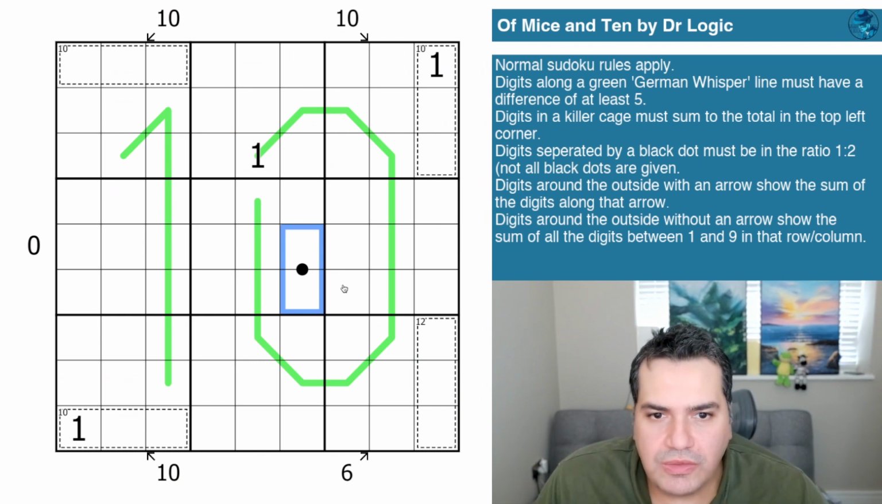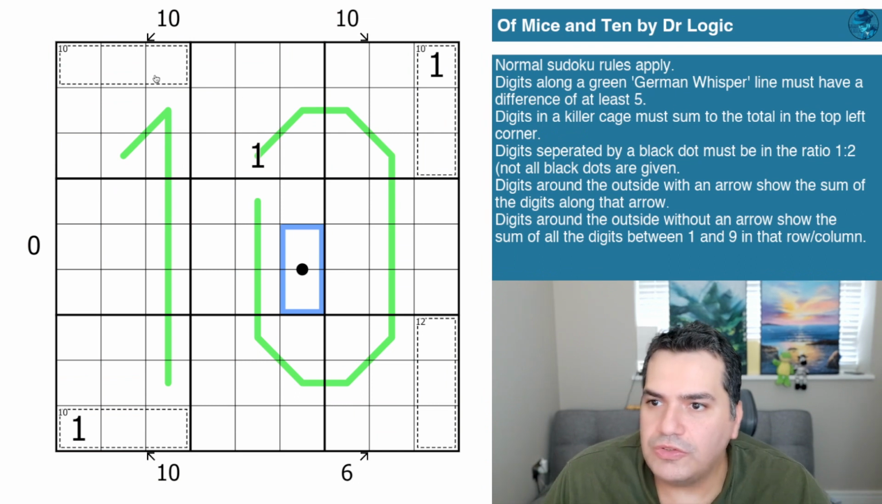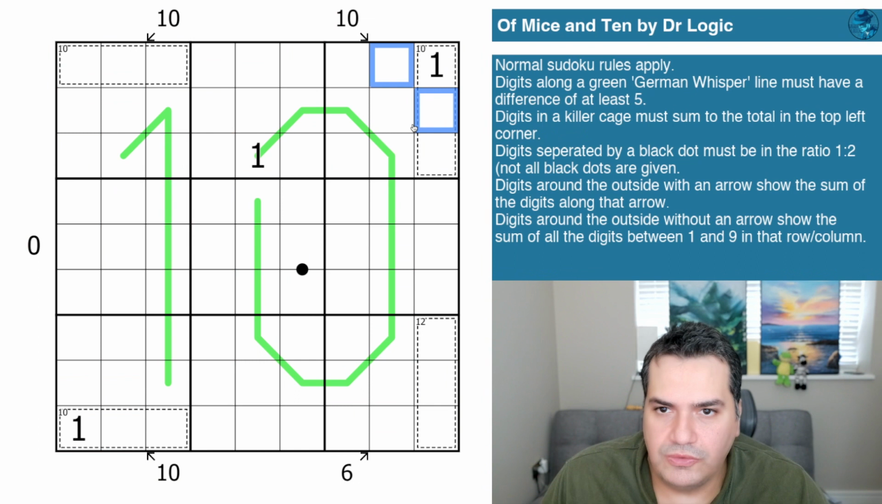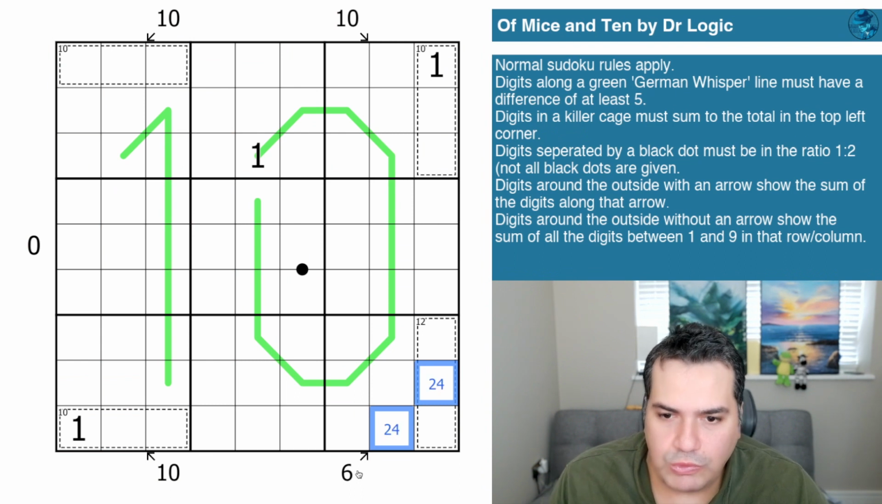Digits around the outside with an arrow show the sum of the digits along that arrow. These are called little killer clues, which you may be familiar with. All that's saying is these 2 cells, which are pointed to by this diagonal, once you sum them up, must sum up to 10. Same in here, summing up to 10. And in this case, summing up to 6. So 2 and 4 would work, for example. 1 and 5 would also work just fine.